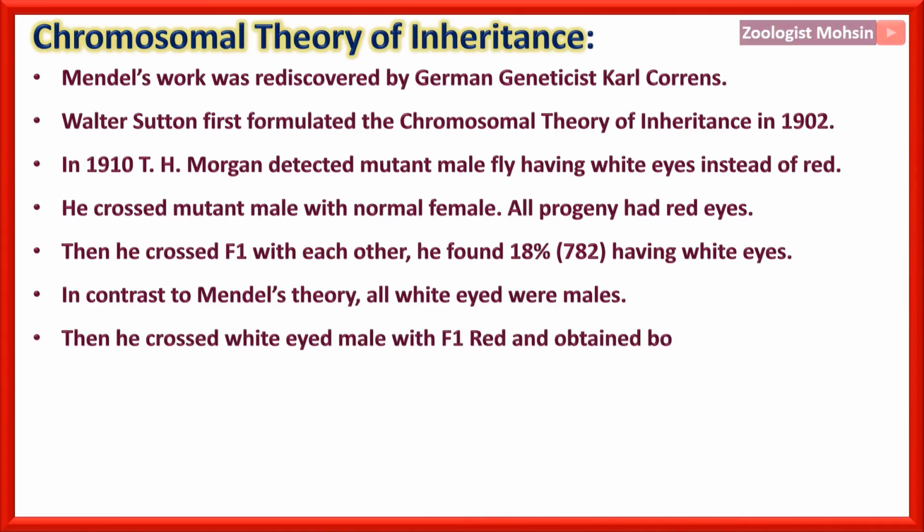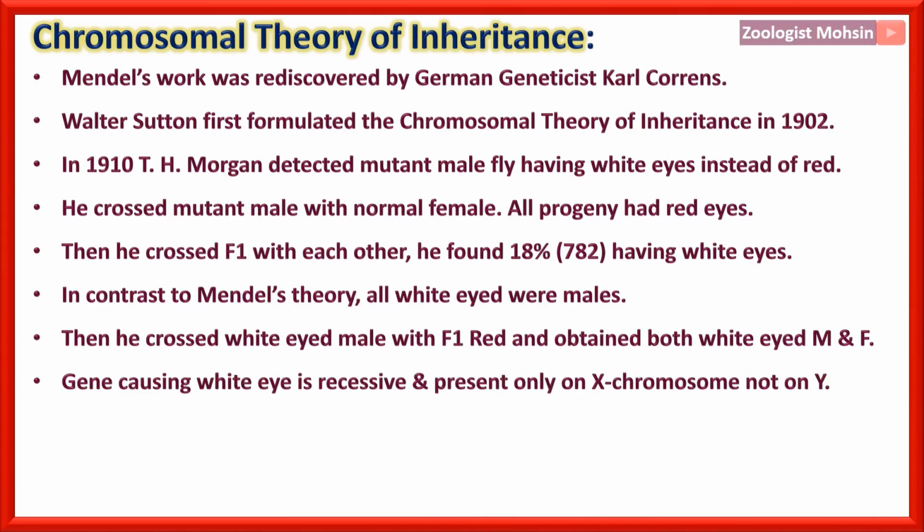Then he crossed the white-eyed male with the F1 red-eyed female and obtained both white-eyed males and females. Why did this happen? The reason is that the gene causing white eye is recessive and present only on the X chromosome, not on the Y chromosome. So a female has 2 X chromosomes, and if that recessive gene is present on one X and the other has the dominant one, then she will be a carrier and no white color will be shown in the female.